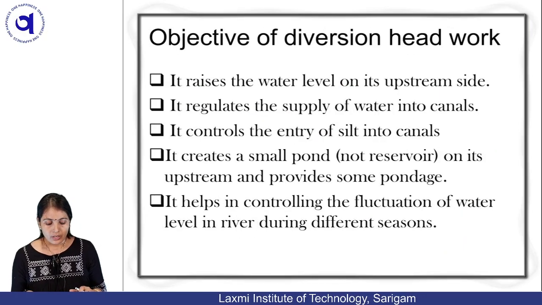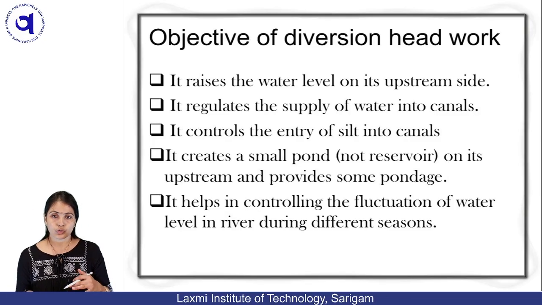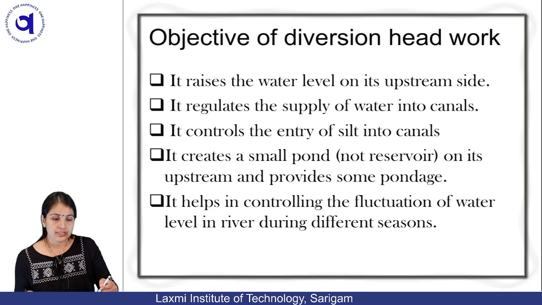Okay. So what is the objective of this diversion headwork? I already told you before. Let's understand in depth.